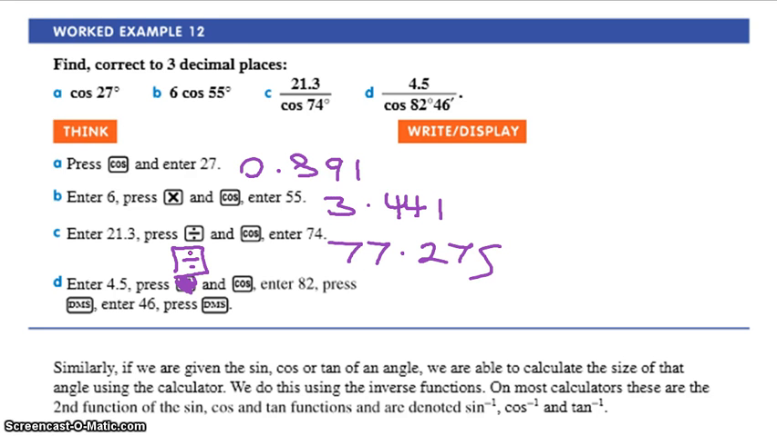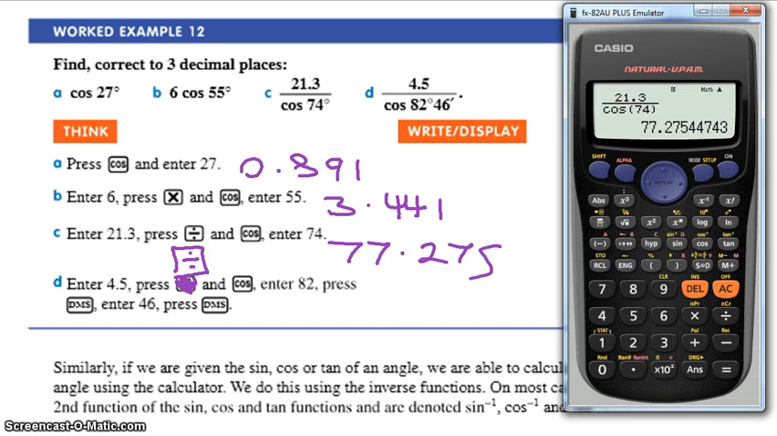Okay, so last one. But if you just put it in as a fraction, you're going to be sorted. So what have we got? 4.5 over there. Because 82, you have to do your degrees, minutes, seconds button again. Press equals, and you've got the answer.